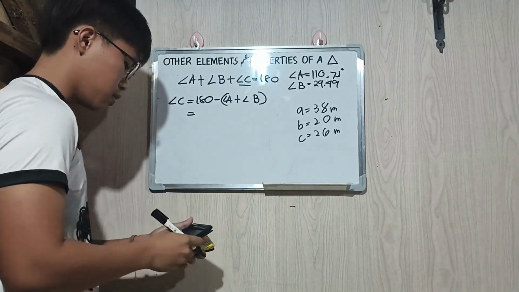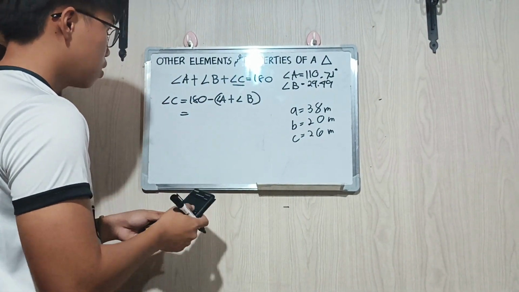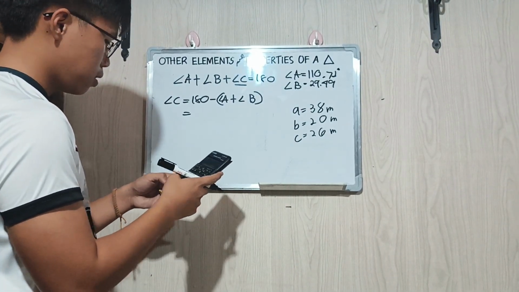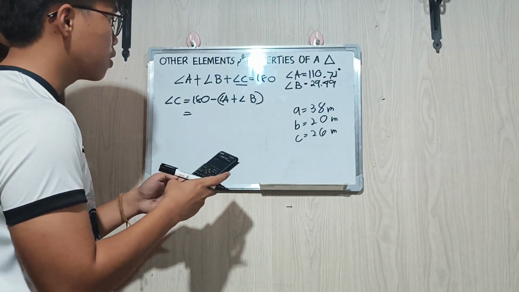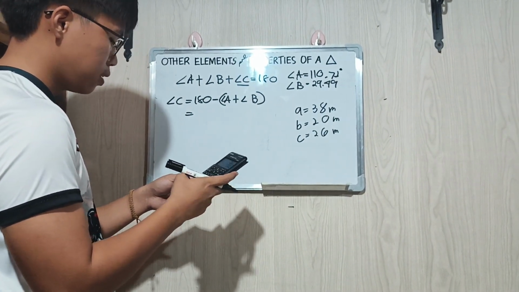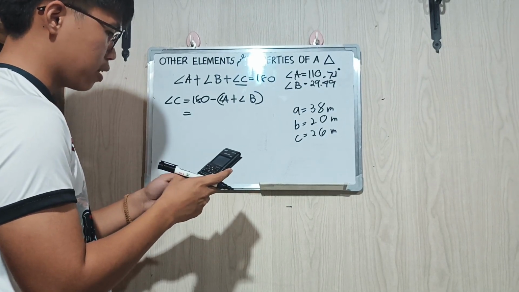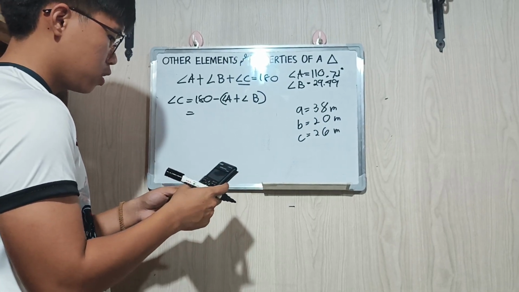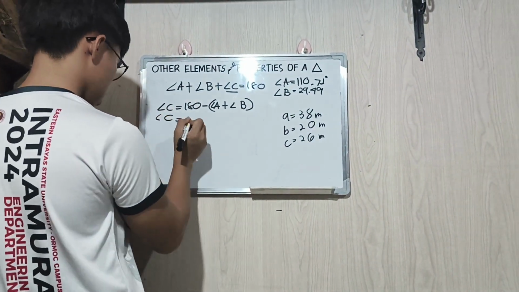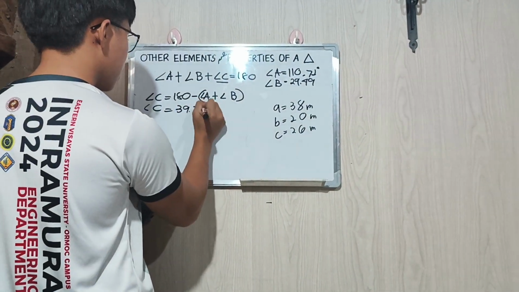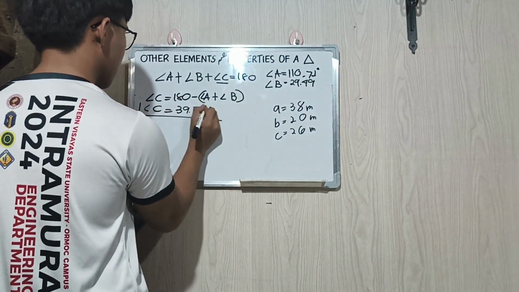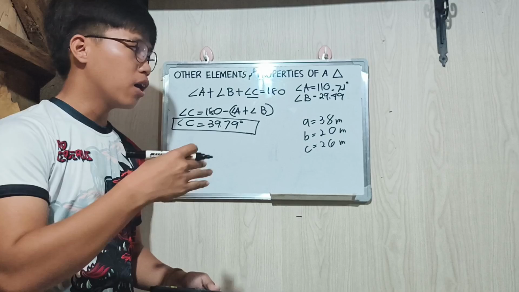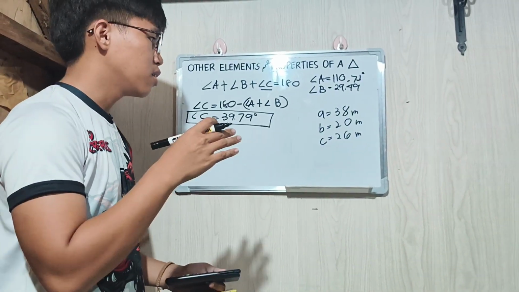So 180 minus angle A, 110.72, plus 29.49. So the angle C is 39.79. So we have gathered all of the sides and angles of the triangle.